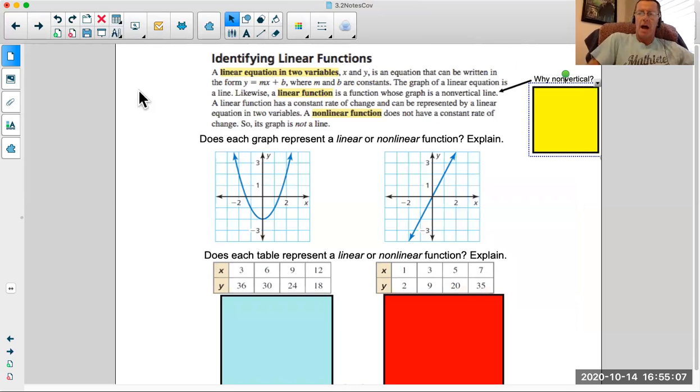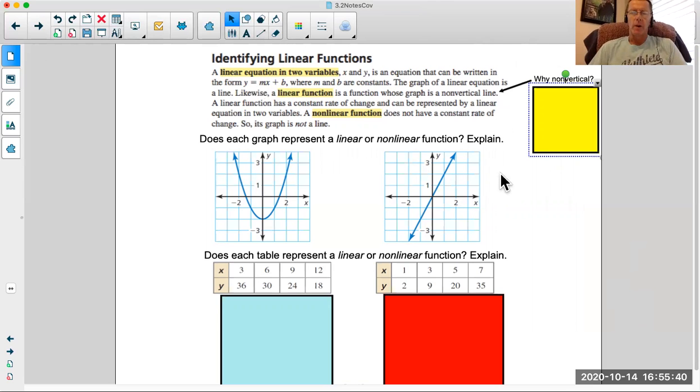So how are we going to identify linear functions? We kind of just gave you some clues on that. A linear function in two variables, x and y, where we use x and y for our inputs and outputs, is an equation that can be written in the form y equals mx plus b. We'd have a number plugged in for m and a number for b. It could be y equals 4/5 x minus 12 or something like that, where m and b are constants.